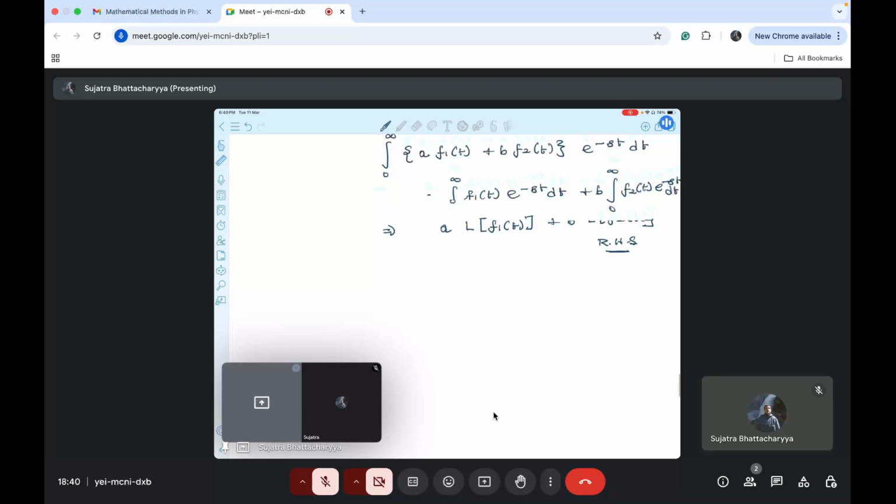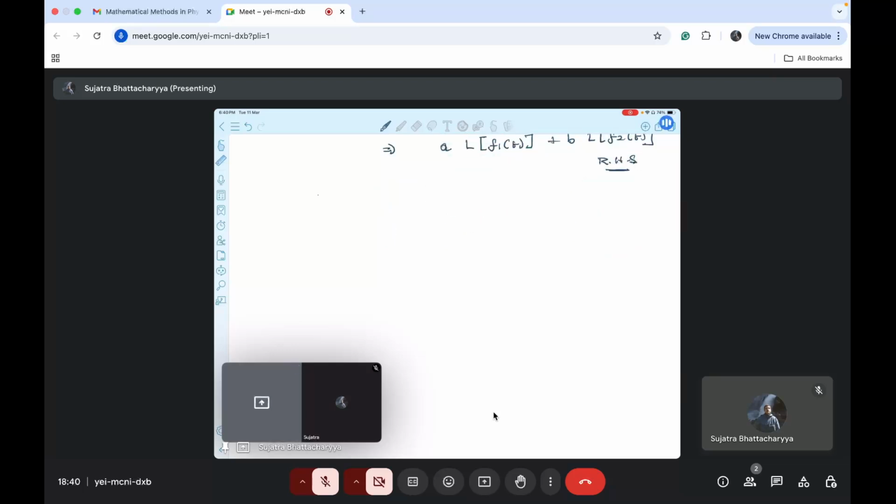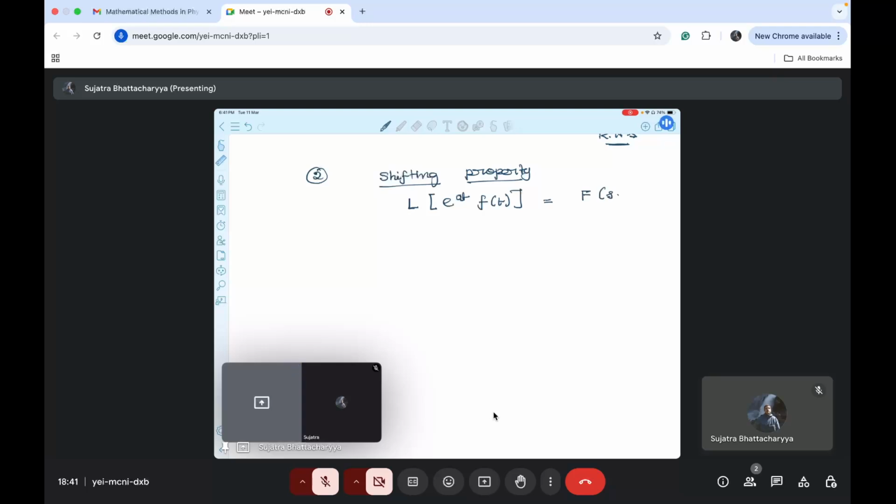The next property is also known as the shifting property. So this is the shifting property of Laplace transform. You can see the shifting property is that if you take a Laplace transform of e to the power at times f of t, you get something like this: f of s minus a.